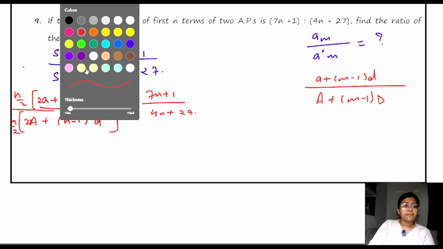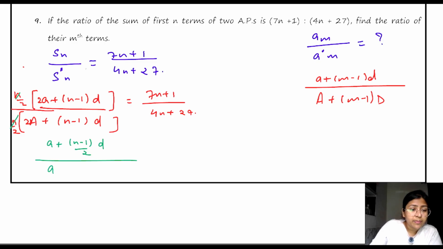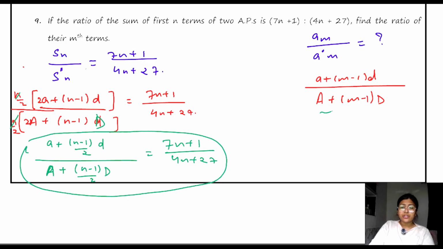Now this n is cancelled by this n, and 2 is going to multiply inside the bracket. So you will have A plus (n minus 1) whole upon 2 into D divided by a plus (n minus 1) whole upon 2 into d is equal to 7n plus 1 divided by 4n plus 27. Okay, we have this relation. This is very important. We have this relation, and we need to find out this.